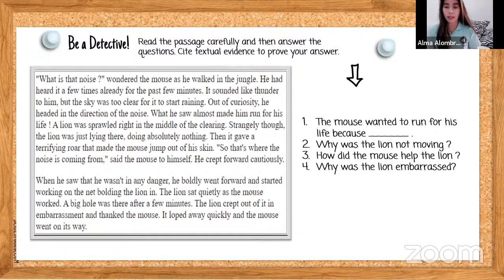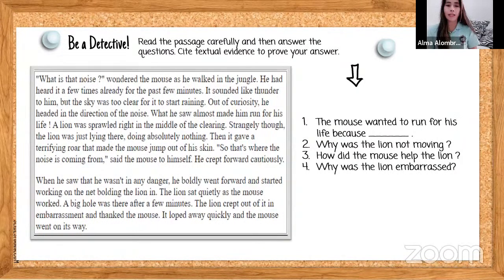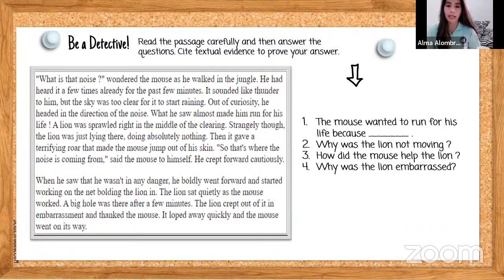Yes, Mariel. Because the lion was trapped. Okay, so you can answer this way to make your sentence better. The lion was not moving. Can you say it one more time, Mariel? The lion was not moving because he was trapped. Yes, he was trapped in a net. Okay, let's go to number 3.